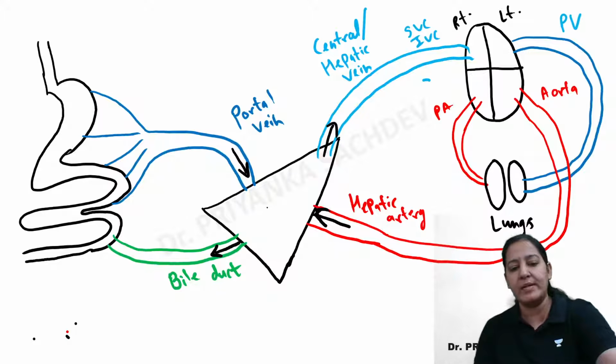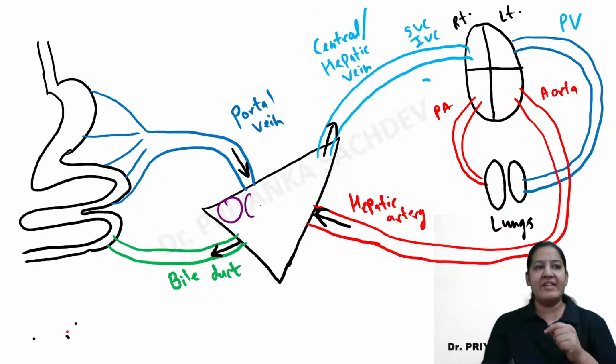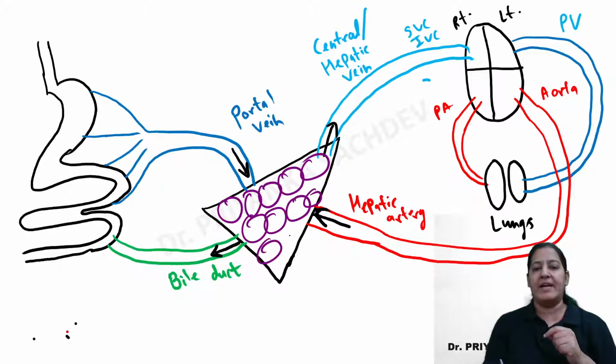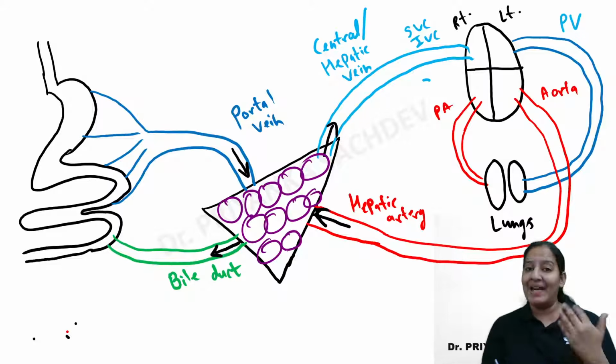Now, what is the normal function of the liver? In the human body, what is the function of the liver? Liver is having cells known as hepatocytes. Can you notice here? These all are hepatocytes. And inside the hepatocytes, bile is synthesized. So here, bile is synthesized inside the hepatocyte.